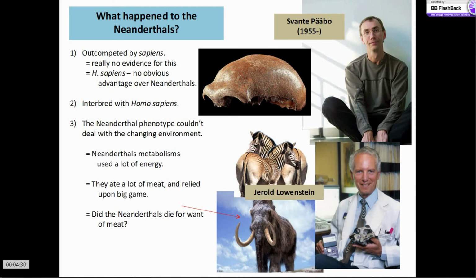So there's the possibility then that the Neanderthals died for want of meat, that the big game animals upon whom they relied died out, and then the Neanderthals would have gone with them. Now, not all the Neanderthals, but just the typically Neanderthal phenotype. Others might have gotten mixed up with the Homo sapiens, and then the Neanderthal robust phenotype might have been lost. It's hard to know for sure.